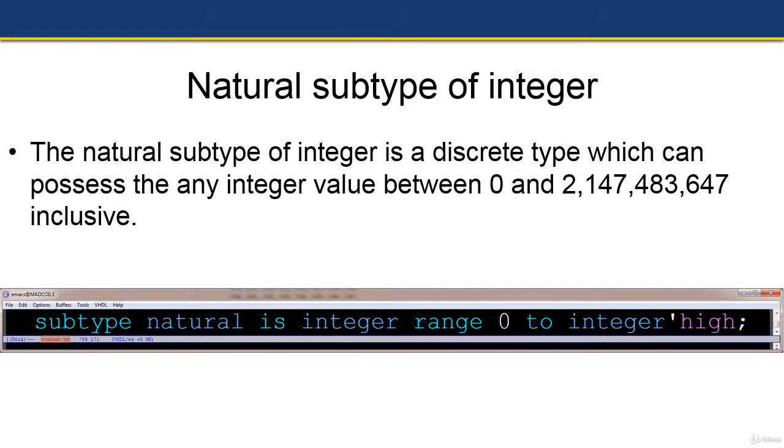A natural number is defined as a subtype of integer, and it can possess any value from 0 to 2,147,000,000 and so forth, inclusive. And again, it's defined as basically a subset of the data type integer. When you define a data object of type or subtype natural and do not pre-initialize it to a value, it's going to assume the value that's leftmost in the definition, which is 0.